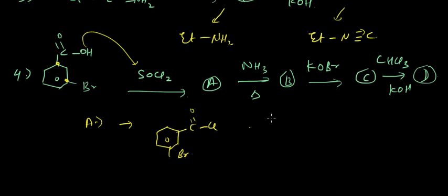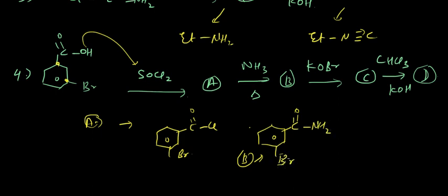What would be the B product? B product would be nothing but, when we are reacting it with NH3 in presence of heat, we will get amide. Okay, so B product would be an amide. We'll have something like CONH2 here and Br at meta. Okay, what happens in C? Obviously it is Hoffman bromide reaction which we are currently seeing. Okay, so this would be the product C.